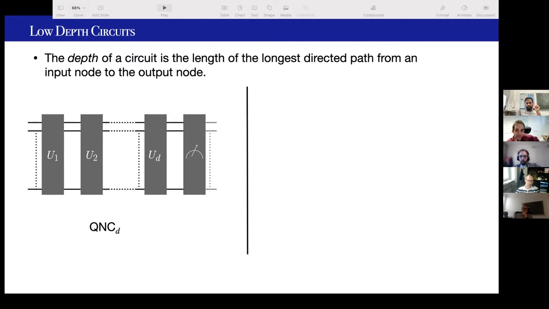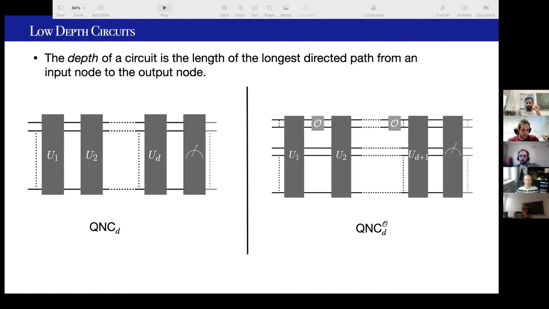And now if we also give oracle access to this sort of circuit, then these unitaries can call oracles. It looks like just the QNC^D circuit, but there's one important difference: after the last oracle call, we also allow an additional unitary for processing the oracle outcome. So this QNC^D with oracle O will contain an additional unitary circuit that will process the output of this oracle.